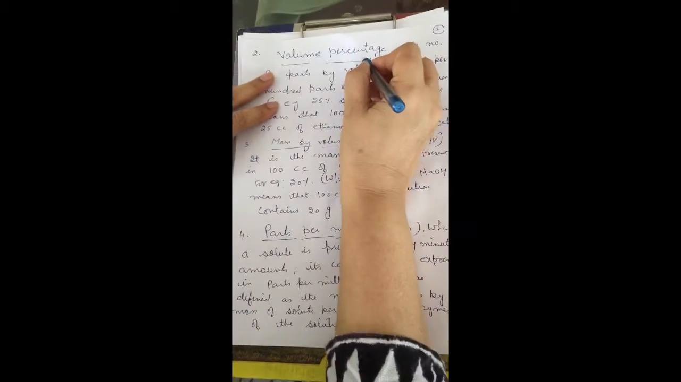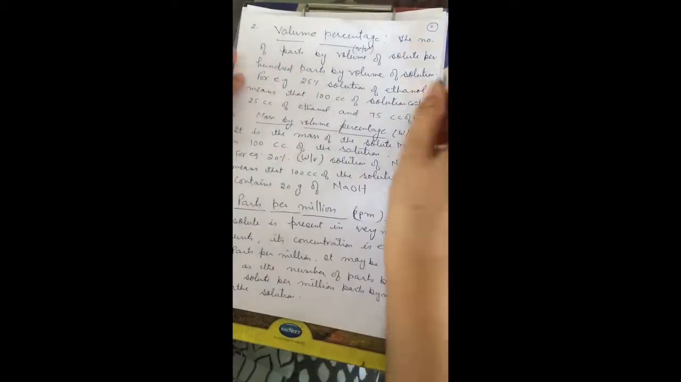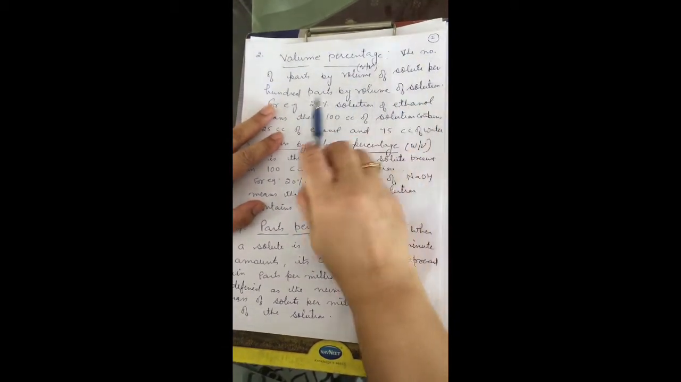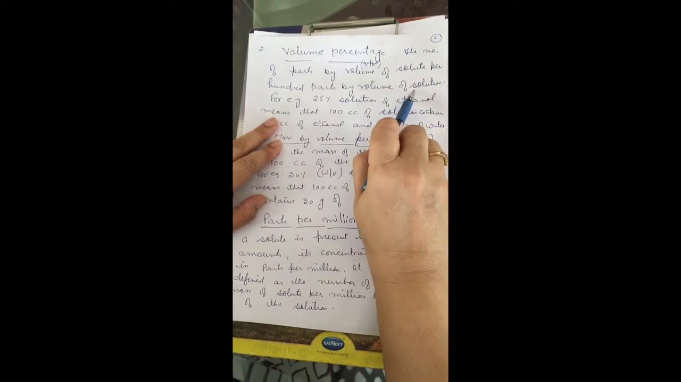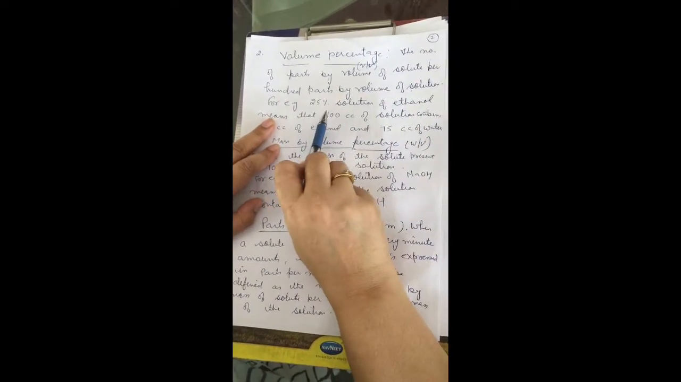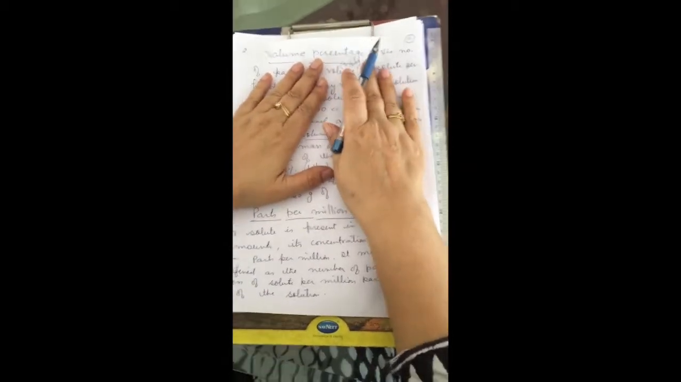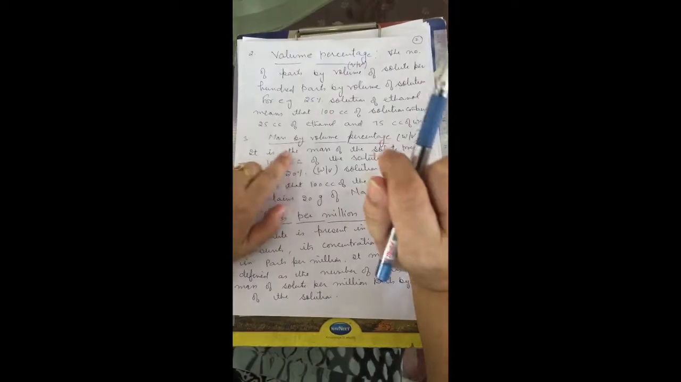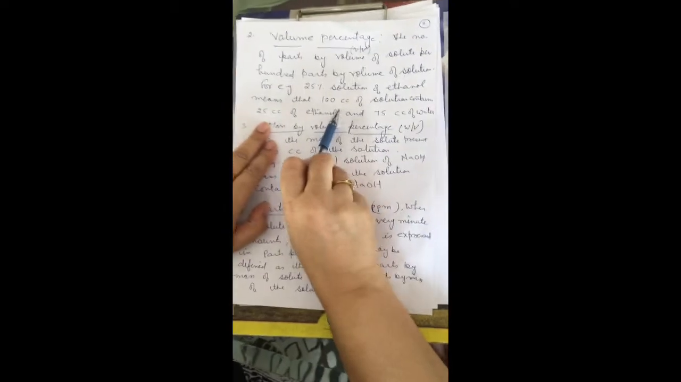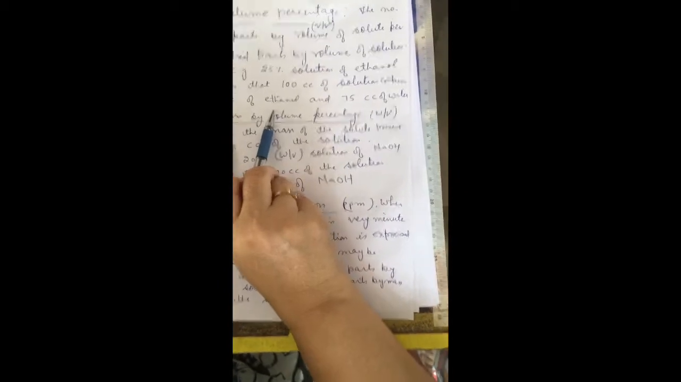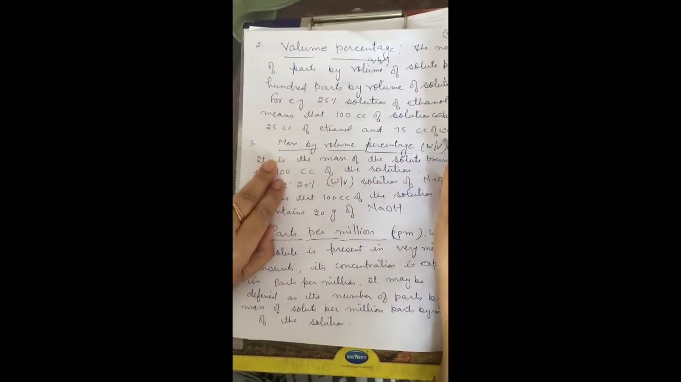Now the next term is volume percentage. What is volume percentage? It is V by V: the number of parts by volume of solute per 100 parts by volume of solution. For example, a 25% solution of ethanol. Now what is the meaning of a 25% solution of ethanol? It means that 100 cc of solution contains 25 cc of ethanol and 75 cc of water.